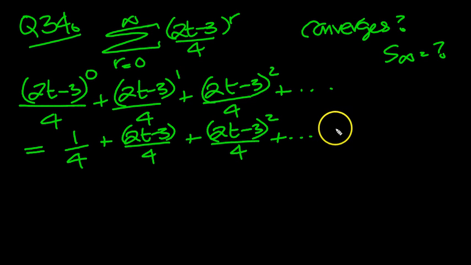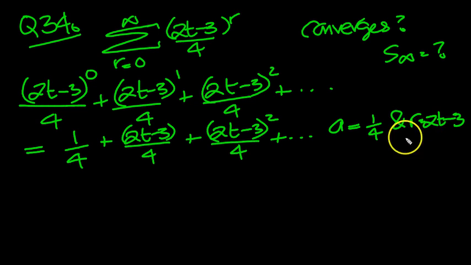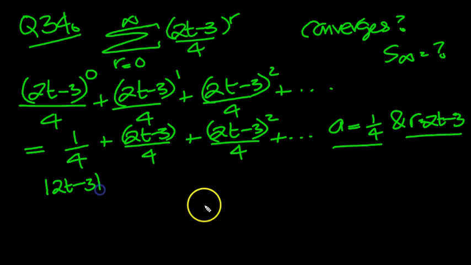So we can infer from this that a, the first term, is a quarter, clearly, and we're multiplying just by 2t minus 3 each time, aren't we? So r equals 2t minus 3. Okay, good, there's a and r. So when is the modulus, so that would be |2t minus 3|, when is that less than 1?